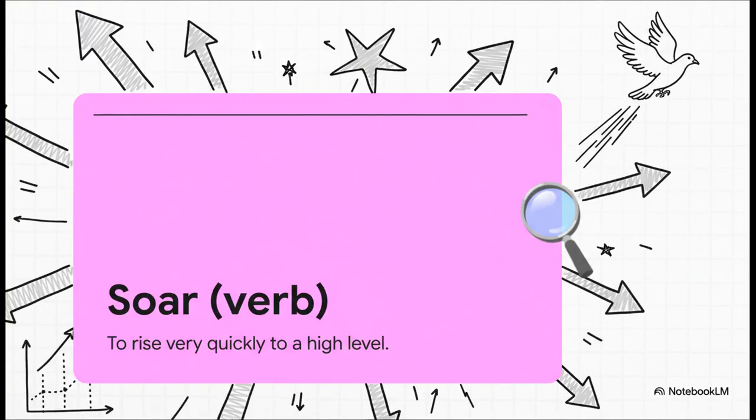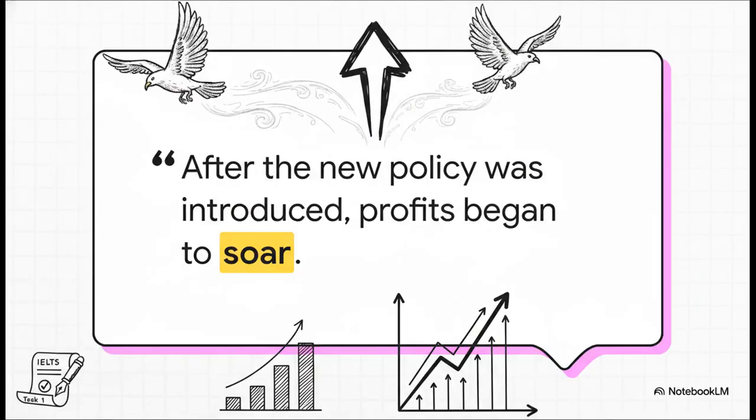Let's just zoom in on one of these powerful words, soar. It doesn't just mean go up. It means to go up really fast and to a really high point. It creates this strong mental image, almost like a rocket taking off. And here it is in action. This sentence is so much more dynamic than just saying profits increased. The word soar does all the heavy lifting here, painting a clear and dramatic picture. This is exactly what we're aiming for.